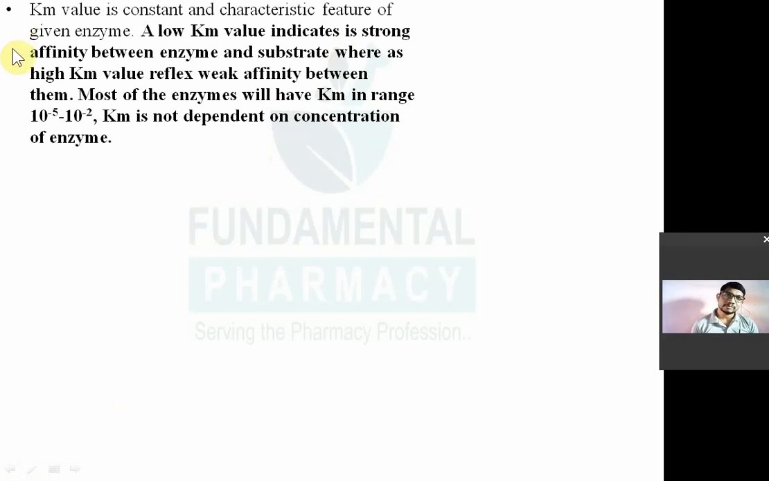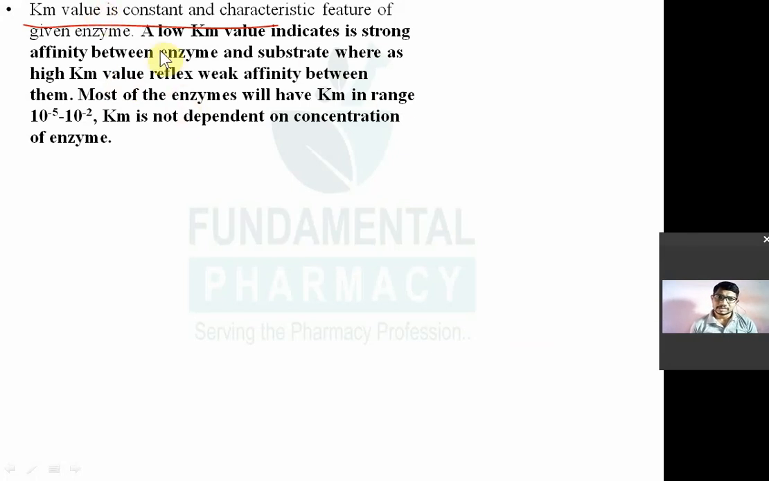मतलब हर एक के लिए Km वैल्यू क्या है, हर एक एंजाइम का स्पेसिफिक कैरेक्टरिस्टिक फीचर होता है. Now a low Km value, अगर कोई एंजाइम कैटालाइज रिएक्शन में if a low Km value in the enzyme catalyzed reaction, that indicates there is a strong interaction between enzyme and substrate. A low Km value indicates a strong affinity between enzyme and substrate, whereas a high Km value or large Km value will reflect that there is a weak affinity between your substrate and enzyme.